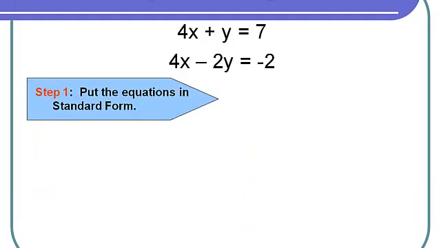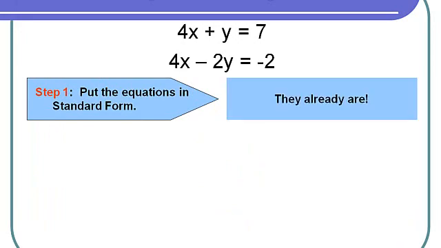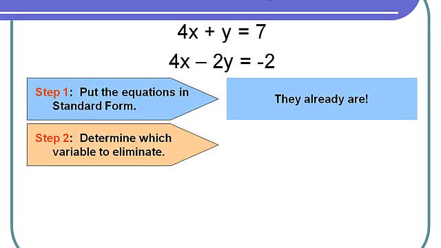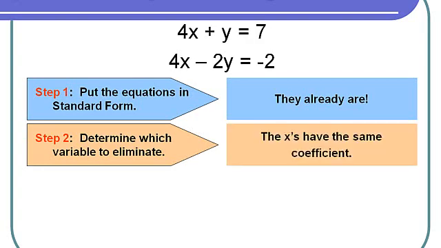All right, so put the equations in standard form. This is your second set of equations. They already are in standard form. Determine which variable to eliminate. You could do either. You're just trying to find the easiest. So the easiest are the variables that have the same or opposite coefficients. The x's both have a coefficient of 4.